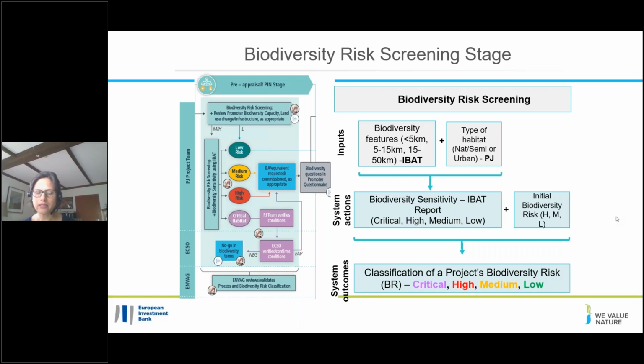And this allows us then at project level to classify the project's biodiversity risk sensitivity, and to then also inform the type of due diligence that we need to carry out, and also encourage the project promoter to make sure that they are achieving either no net loss or net positive impact, depending on their impacts on the different sensitivities of the biodiversity in the project area of influence. Next slide, please.